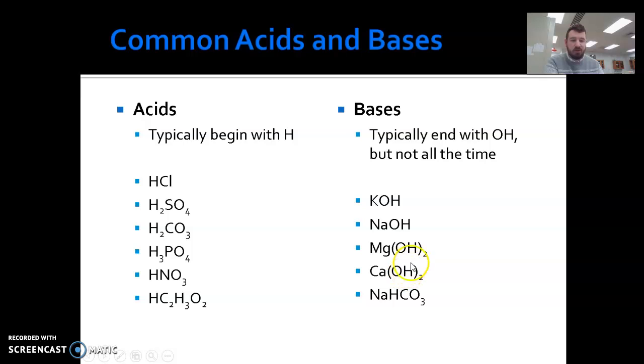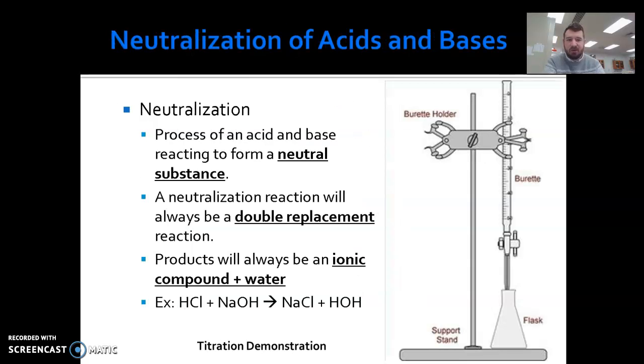So our first 4 all have that as an example, but the sodium bicarbonate here, also known as baking soda, which would act as a base, does not have the hydroxide present. So it's not always the case, but that would be what I would use as my key to being able to identify a base.